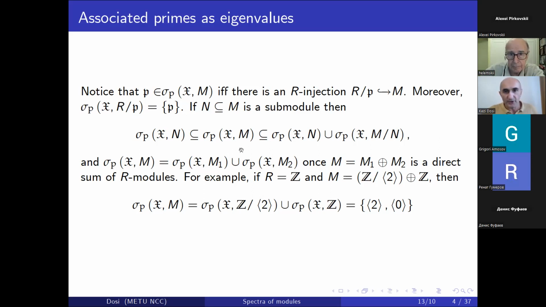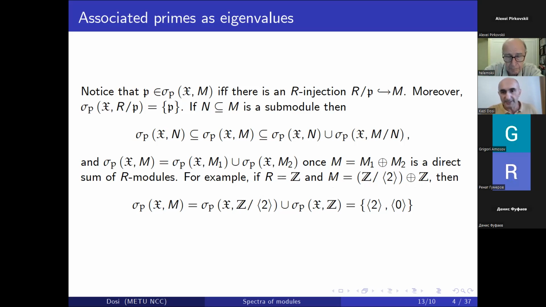Look at this sort of operator behavior, which you probably know. If you have an invariant submodule N, then the point spectrum of N is inside that of M, and the point spectrum of M can be decomposed into those of N and the quotient M by N. That's a familiar property of spectrum in operator theory. Next, if your module decomposes into two submodules, the spectrum also decomposes like that. For example, if you take this Z, and let's take the module Z over 2 plus Z.